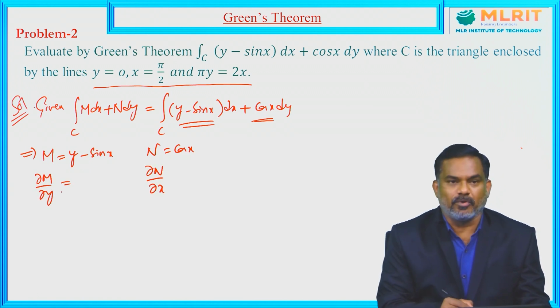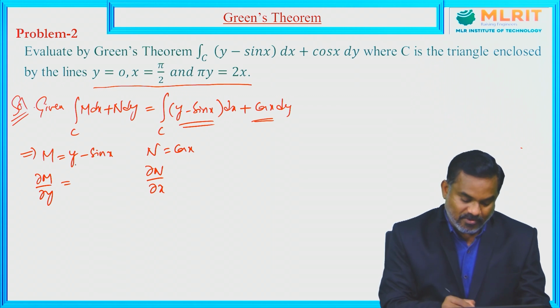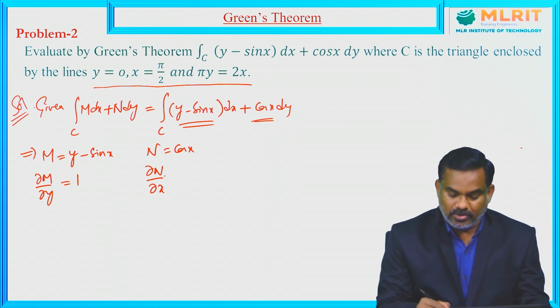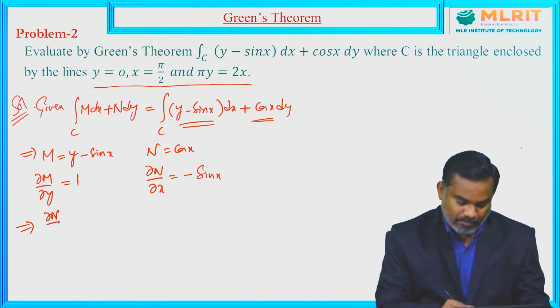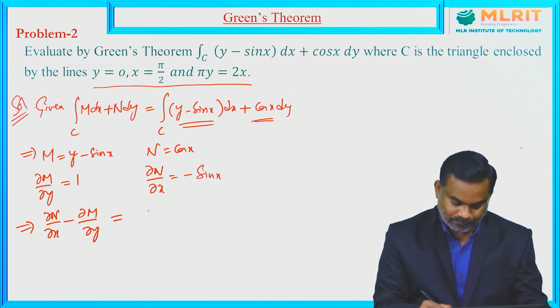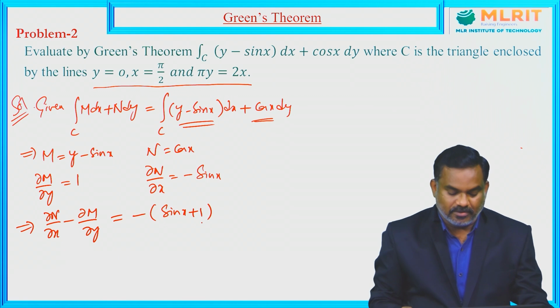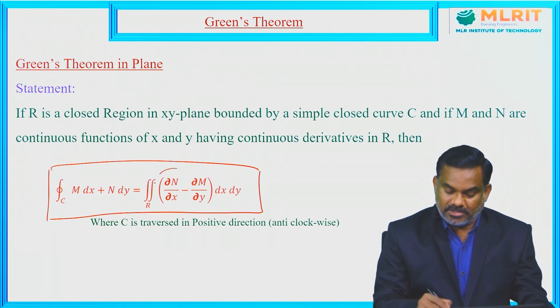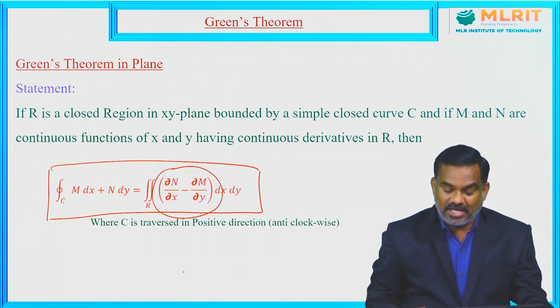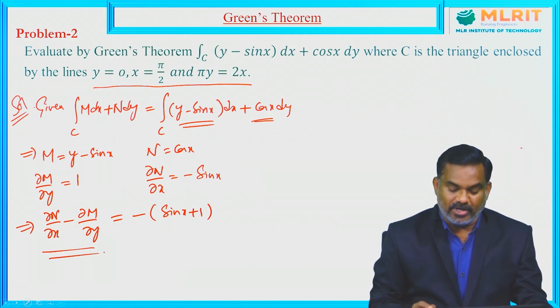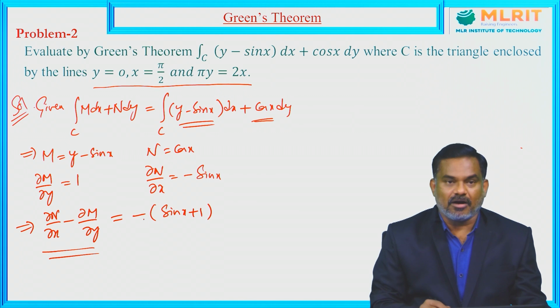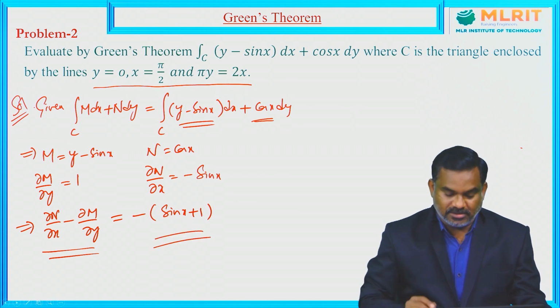So M with respect to y partially: the derivative of y is 1 and for sin x it is 0. ∂N/∂x is minus sin x. That implies ∂N/∂x minus ∂M/∂y is equal to minus sin x minus 1. Since the surface integral has the function ∂N/∂x minus ∂M/∂y, first we calculate that. Taking the minus sign common, sin x plus 1 is the function.